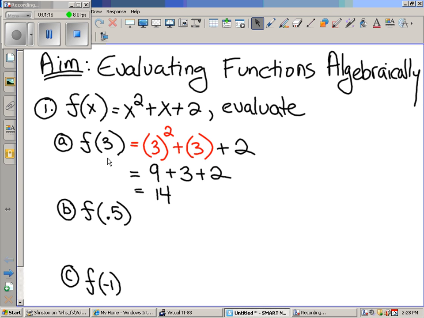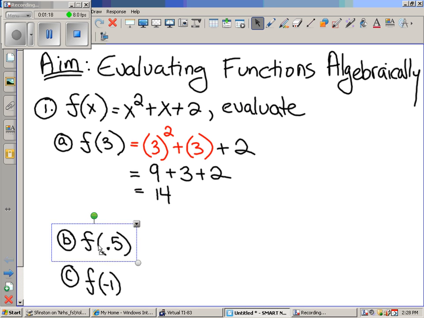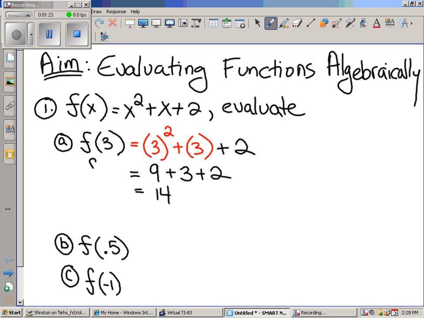Ooh, so hold on one second. Let me just move this down a little bit. Okay? So finally, at the end of the day, we say f at 3. That's what that means. F at 3 equals 14. That's our final answer. That's it. That's all you do. How easy. College math.